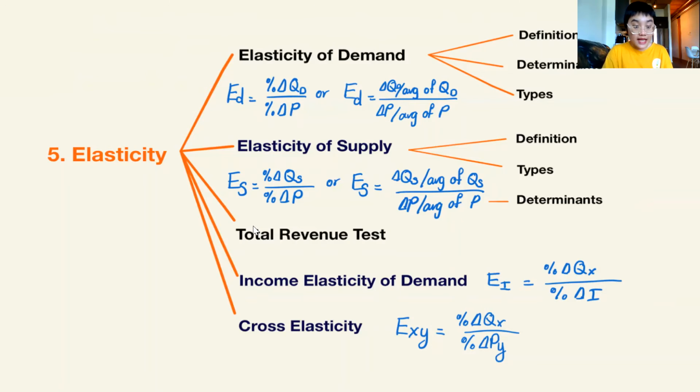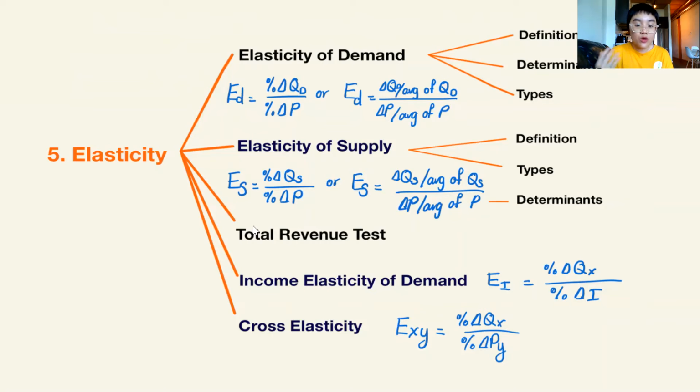The next chapter is elasticity, and for the sake of this course, you would learn about four types of elasticity: elasticity of demand, elasticity of supply, income elasticity of demand, and cross elasticity. For elasticity of demand and supply, you want to review the definitions, determinants, their types, and besides, you need to understand in which scenarios you use which formula. For example, you only use the percentage formula when the question gives you the percentage but not numbers, and you would use the midpoint formula when the question gives you numbers, not percentages.